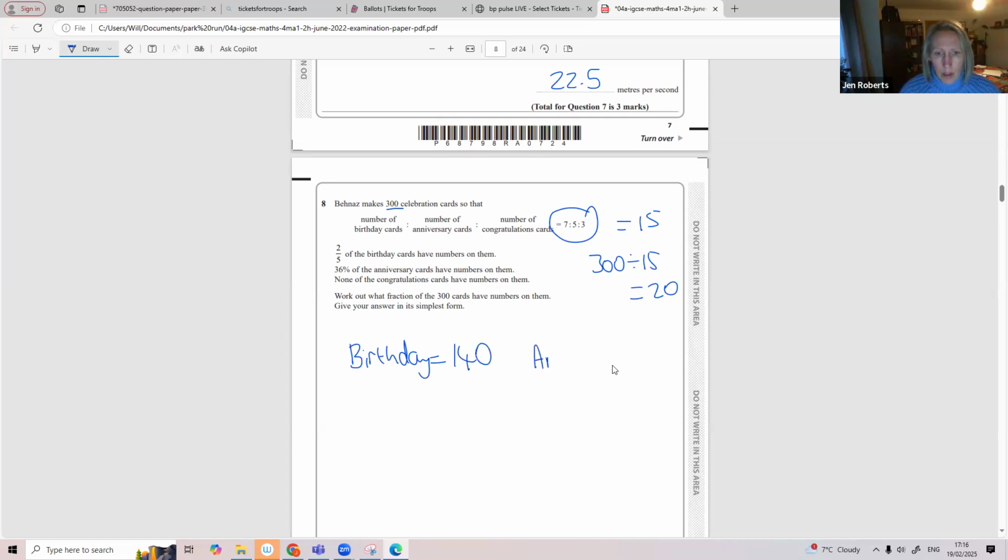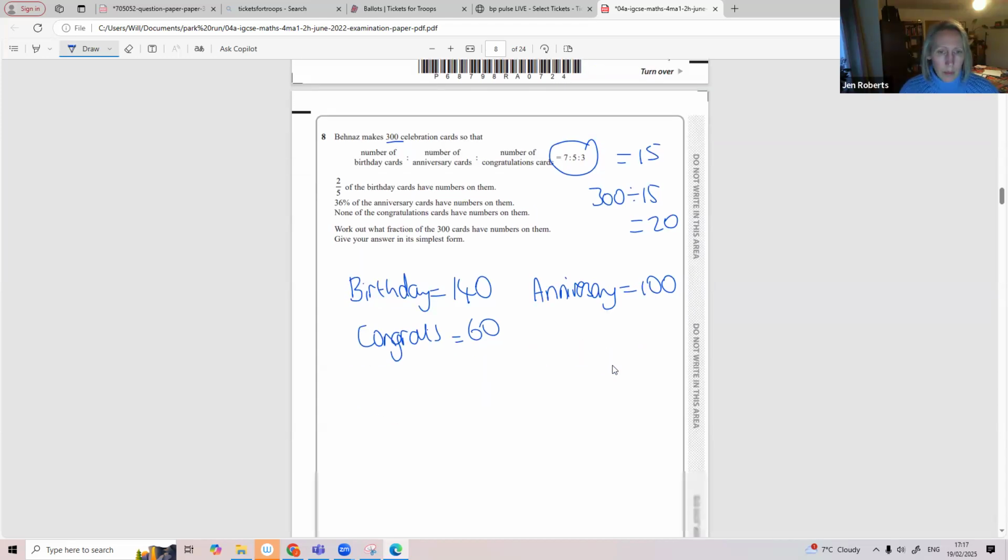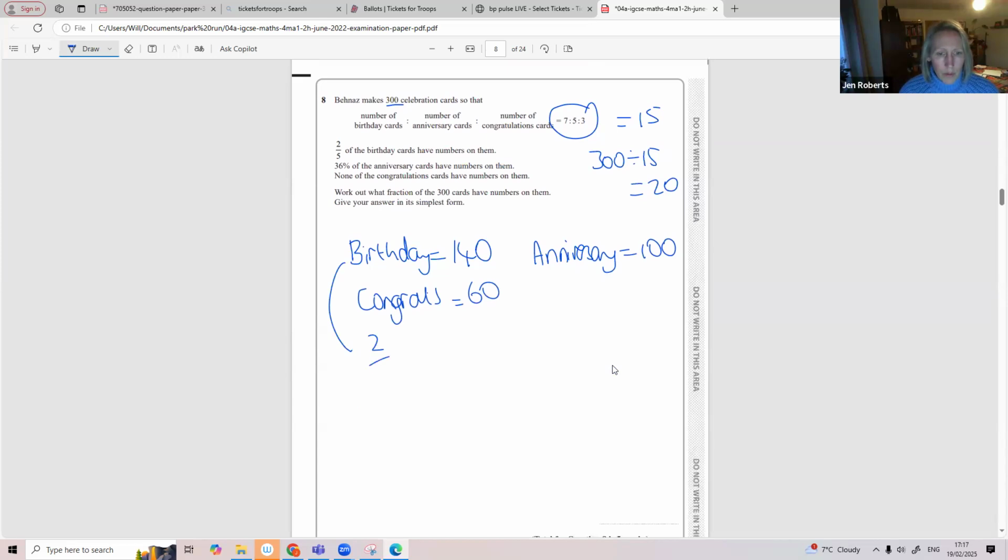Number of anniversary cards. 20 times 5, which is 100. And the number of congratulations. 20 times 3 is 60. 2/5 of the birthday cards have numbers on them. So what's 2/5 of 140? 140 divided by 5 times 2 gives you 56.